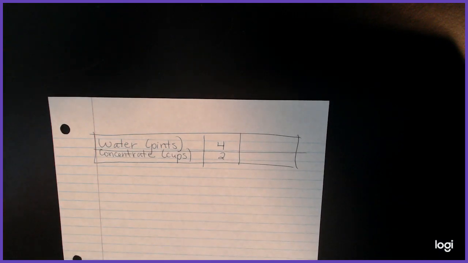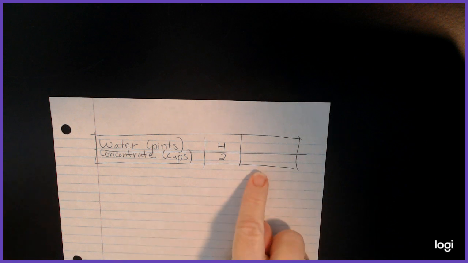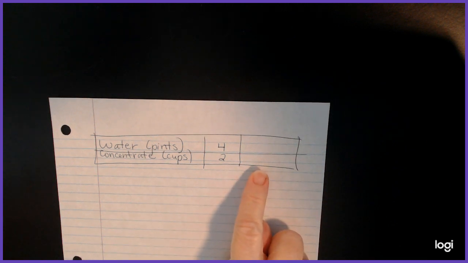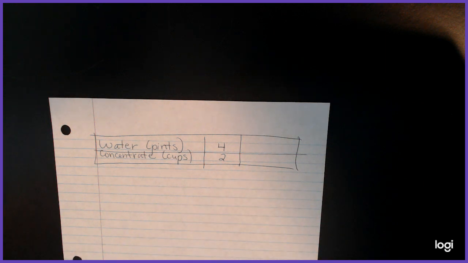All right, so in your notes, I'd like for you to go ahead and make this ratio table that I've created. We're going to make some fruit juice, and we're going to add, as you can see, 4 pints of water for every 2 cups of concentrate. Okay, what I want to know is if I wanted to fill in the rest of my ratio table, but I wanted to find a unit rate.